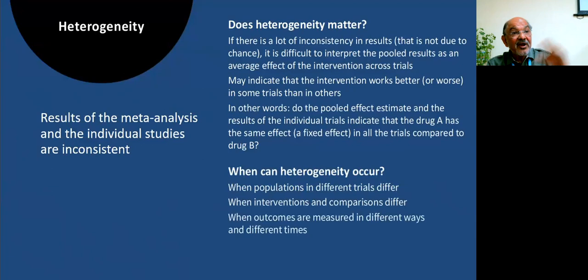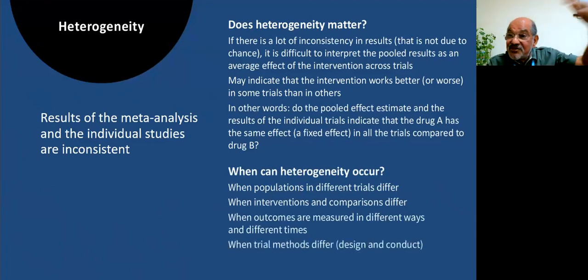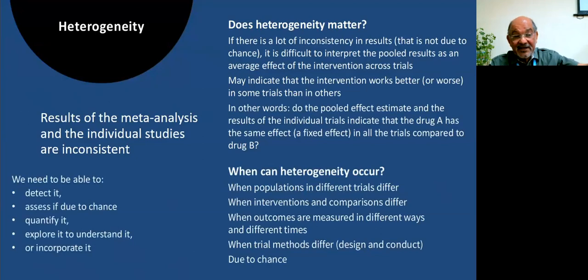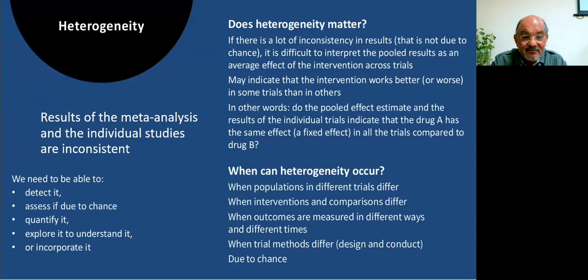in each trial, when your outcomes are measured in different ways or at different time points, or when the methods of the trial are different, or it can be due to chance. So we have to be able to see: is there heterogeneity detected, assess if it is due to chance, and quantify how much is chance, how much is true difference in the results of the trials. And if there's a lot of heterogeneity, do we combine it? Or do we explore it and try to understand it? Or if we can't do that, but we still want to combine, how do you incorporate it? That's what we will do here.